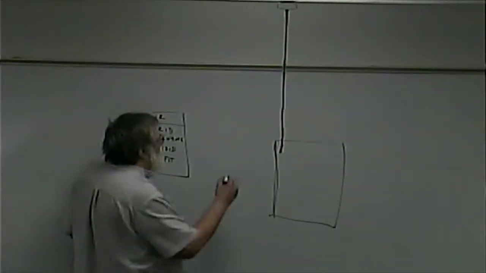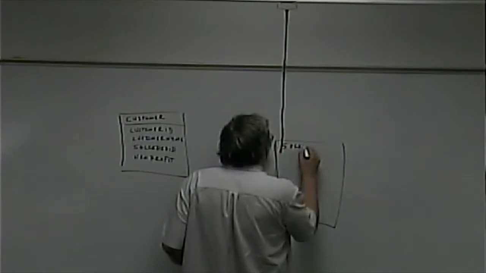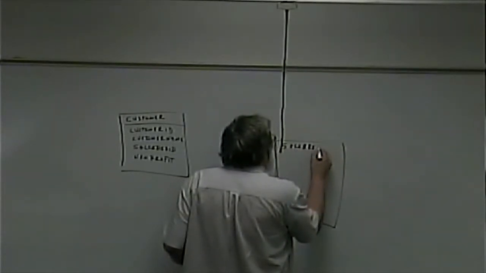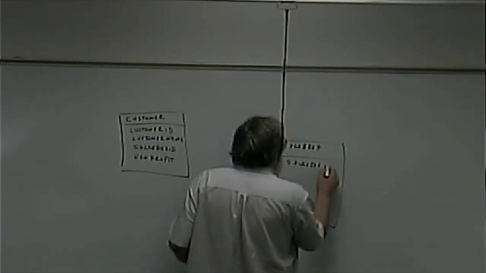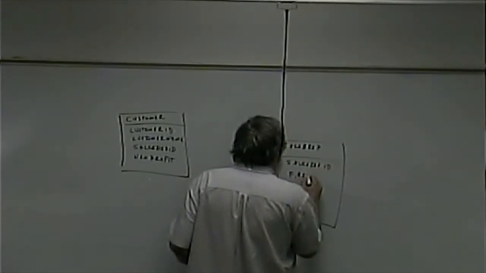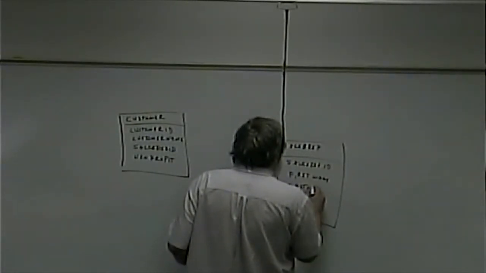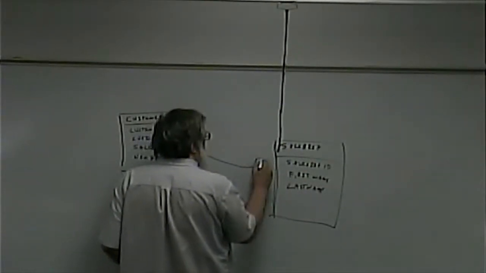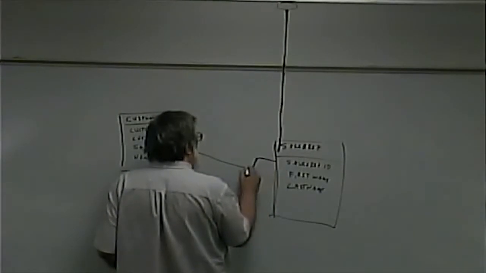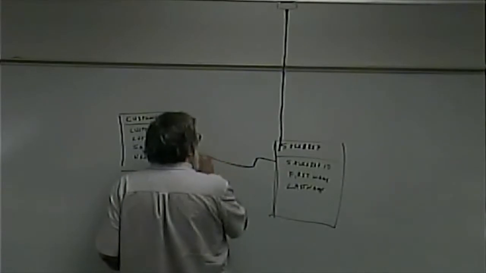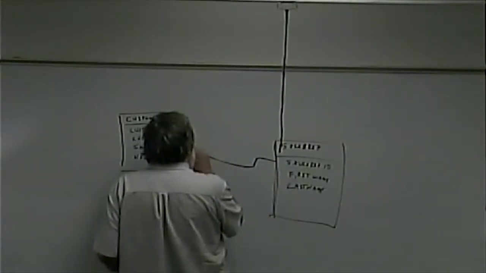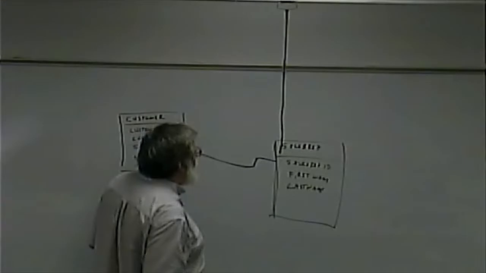This will be related to a sales rep table, which of course will have a sales rep ID, a first name, and a last name. And this is a foreign key over here. One customer has one sales rep. One sales rep can have multiple customers, so we have a one-to-many relationship.